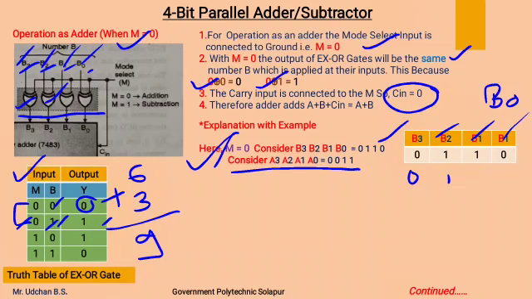After that, if you observe this third XOR gate which has the B1 input and M input, B1 is 1, M is 0.